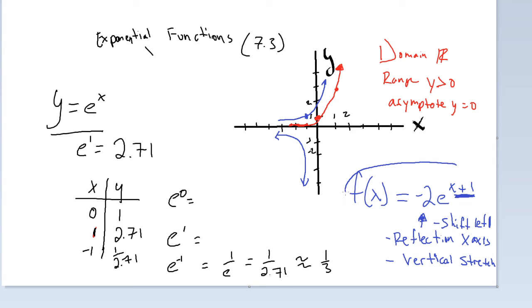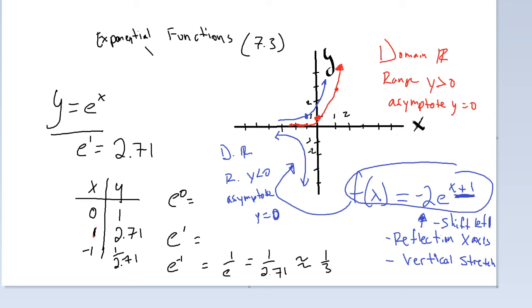This graph here represents this graph. And so if you think about it, the domain is still going to be all real numbers. Range still will be, well, in this case it's going to be less than 0, with an asymptote of y equals 0. That did not change. Y equals 0. Alright guys, I hope this makes sense.